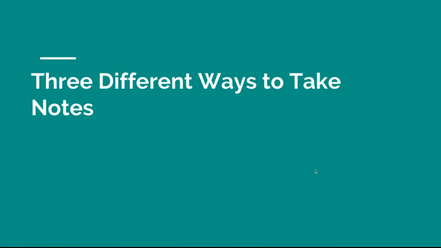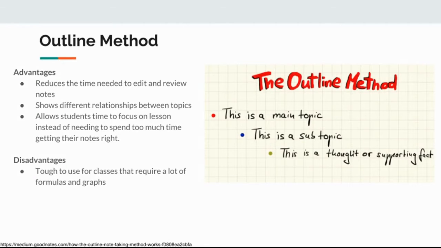So I'm going to teach you 3 different ways to take notes. Now, there are some other ways out there, but these are 3 great ways that you can use to take notes. The first method is called the outline method. This is the simplest method that I can teach you to use. It involves using dots or bullet points.